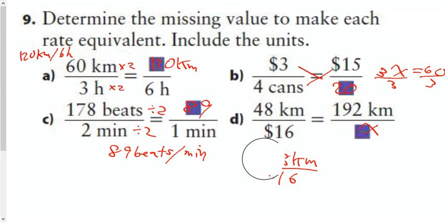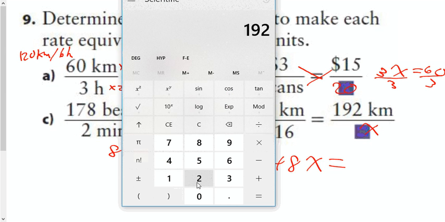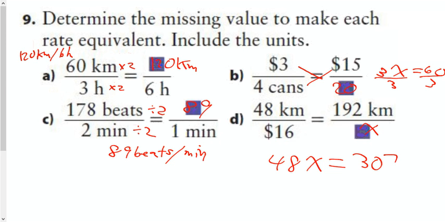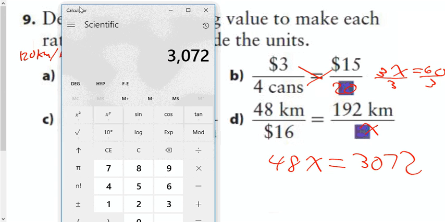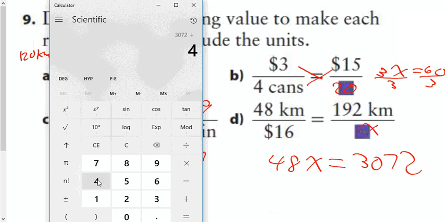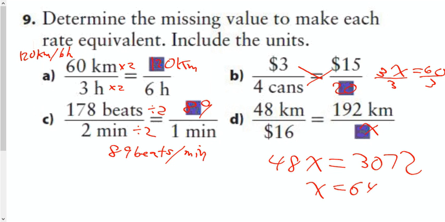What would my algebraic equation be if I'm solving it? 48x is equal to the product of 192 and 16. I know, 192 times 16 is a big number. And then I'm going to divide 3072 by 48 to get my answer. So take this number, divide it by 48, and it tells me that x is equal to 64. Now, if I knew that 48 times 4 is 192, and 16 times 4 is 64, I could have solved it much easier that way.